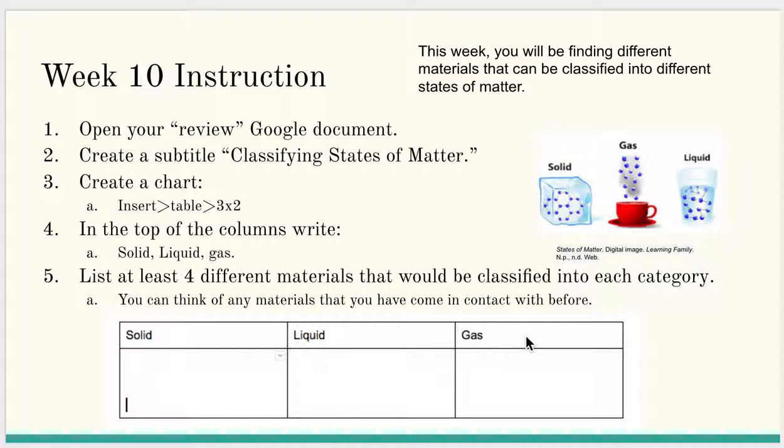But this might be something that you might be able to do on your own because you're simply listing one word. Then what you're going to do is in each one of these little columns, you're going to list at least 4 different materials or things that would be classified into each category. You can think of any materials that you have come in contact with before. So you can either talk about materials, or if you have certain toys or things that you use around the house that you consider a solid, liquid, or gas, you can do that. But you should have 4 in each of those categories.